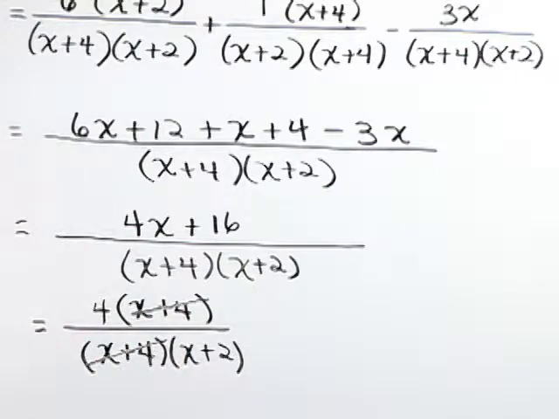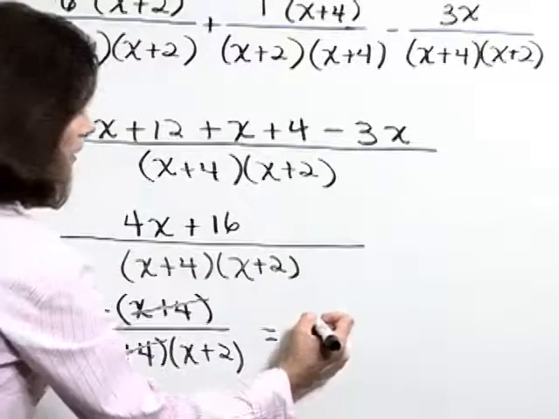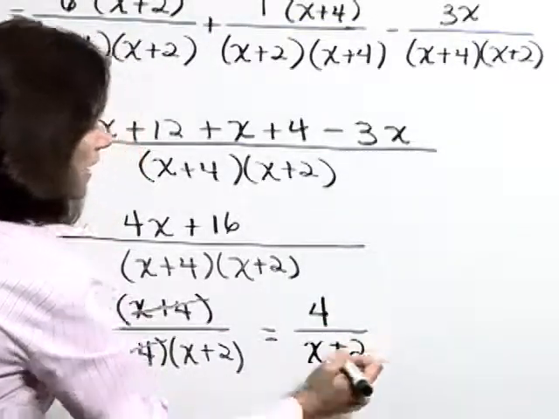Let's cancel our common factor, the x plus 4s, and write this answer then in reduced form as 4 over x plus 2.